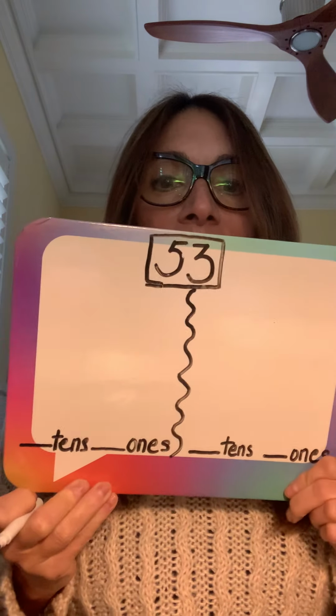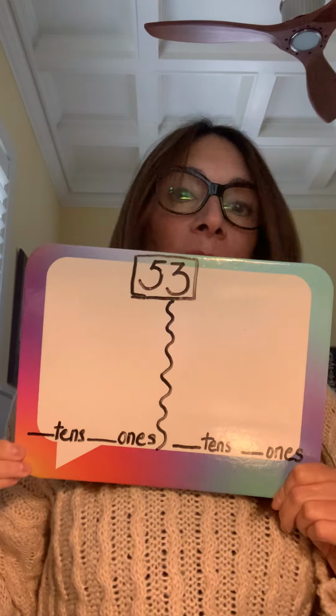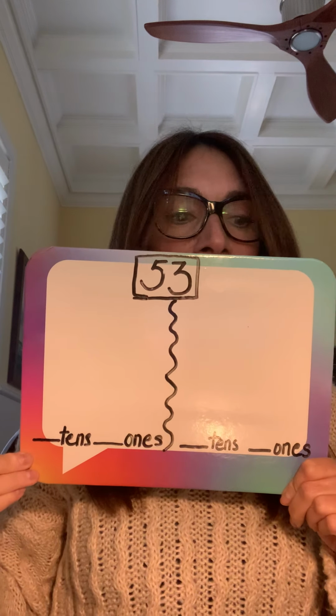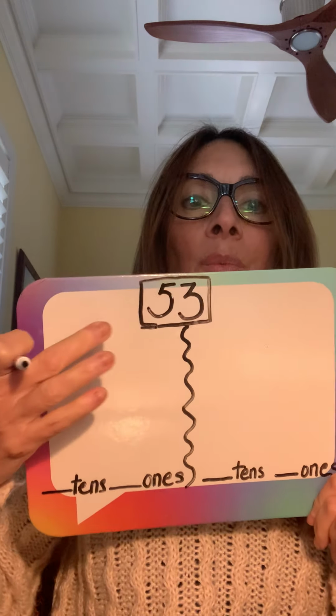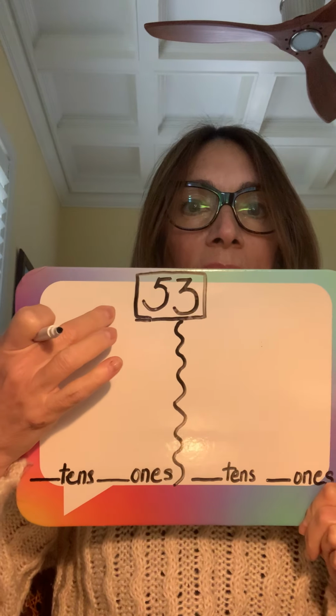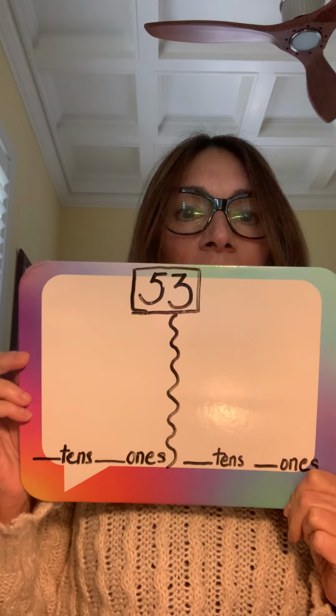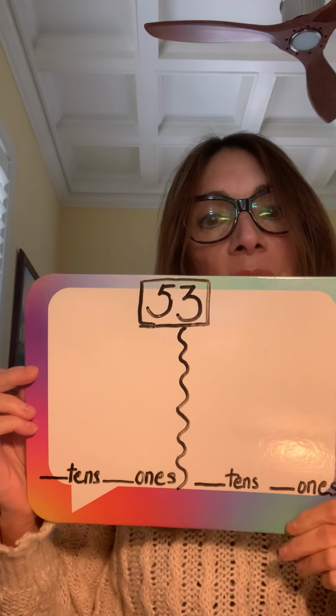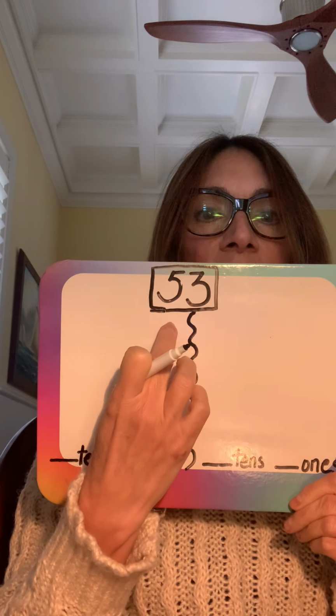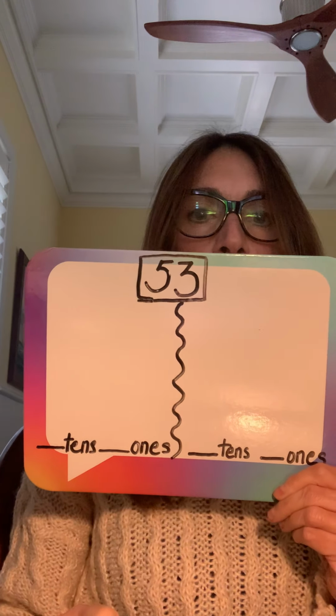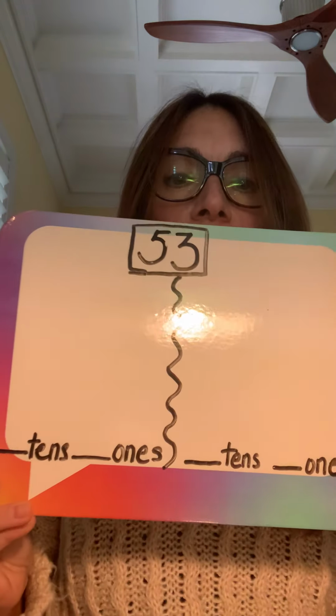Okay, so one more little activity, and this is kind of a bonus, sort of like a hot problem. You know how we used to have hot problems, and you still do. So I want to know 2 ways to show 53. 2 ways to show the number 53. Well, I know I have a 5 in the tens place, and I have a 3 in the ones place.